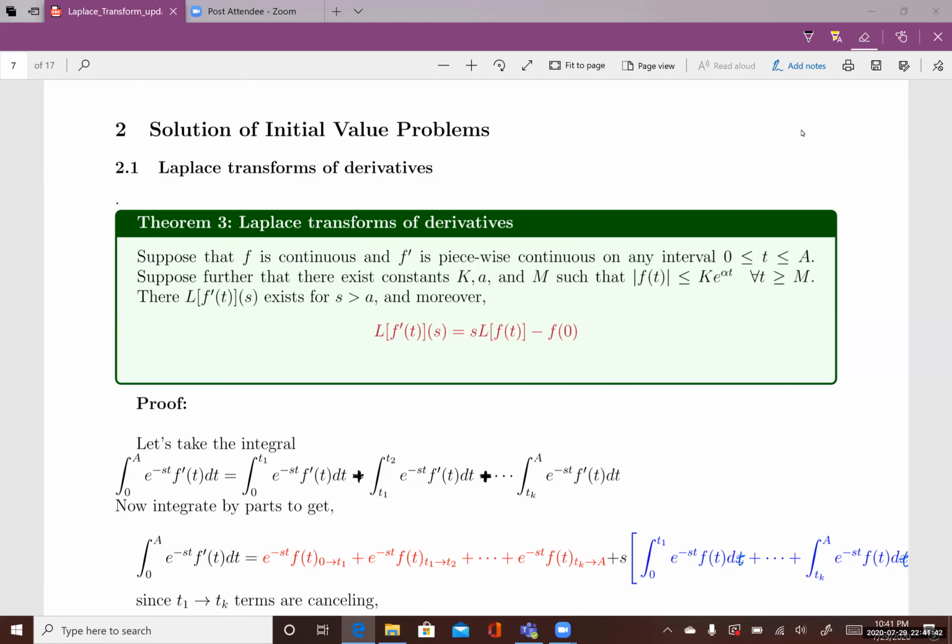This video introduces how to use Laplace transforms to find the solution for initial value problems. First, let's talk about Laplace transforms of the derivatives.